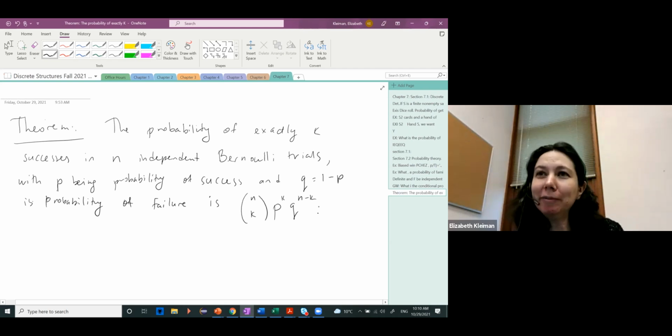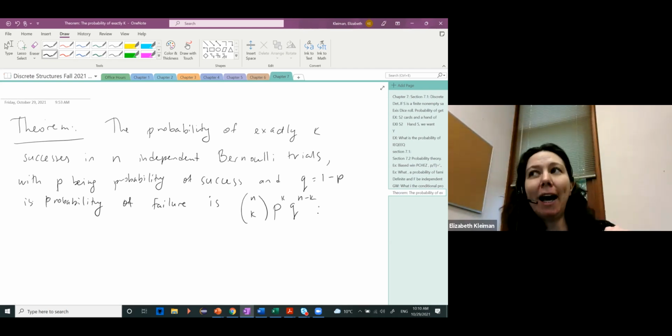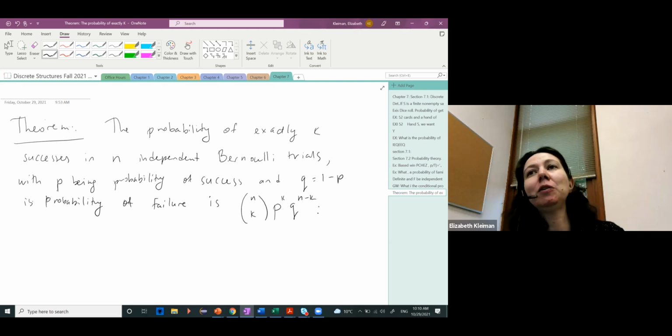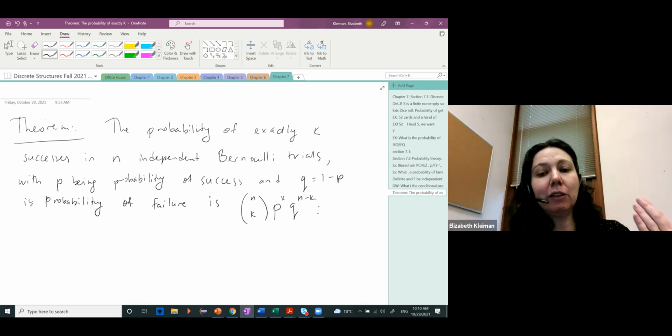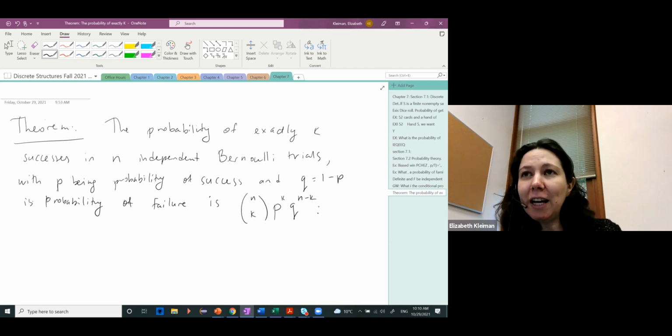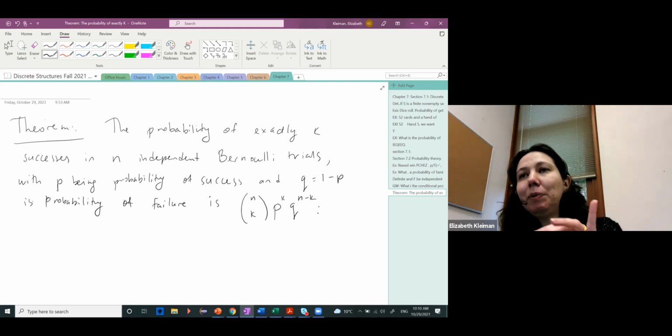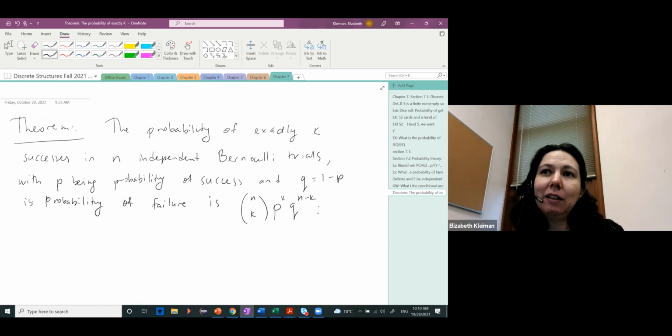Does that look familiar? This is the binomial coefficient and how we can actually apply it to Bernoulli trials. This is why it was so important. And in the video, it was explained how to determine if the problem is a Bernoulli trial or not. Because if you decide it's a Bernoulli trial and you can calculate the probability of success and the probability of failure, there is an easy formula to calculate k successes in n independent Bernoulli trials.